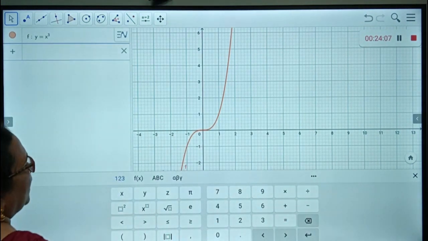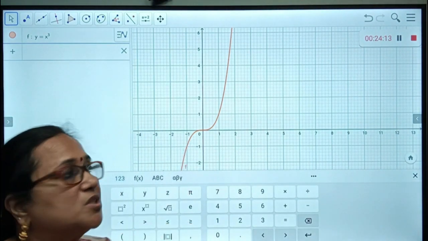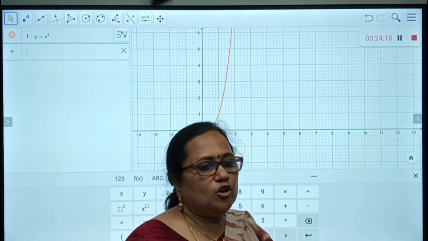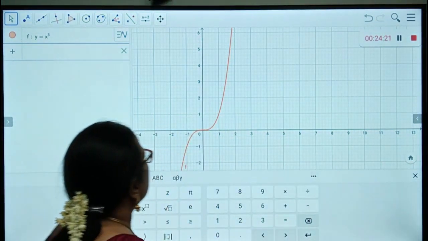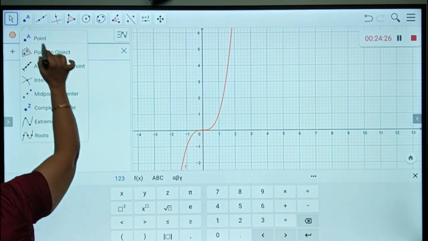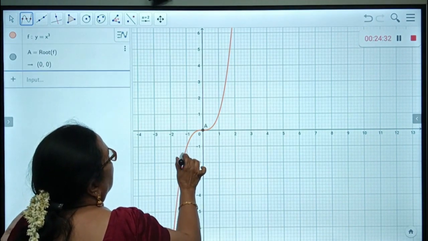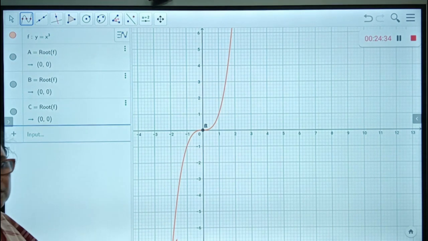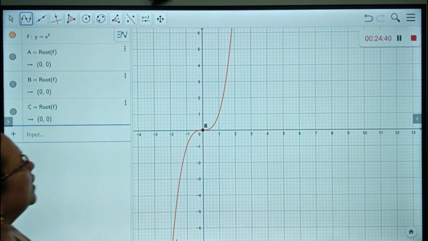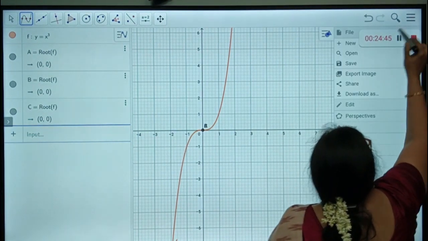Okay, now if you look at y equal to x cube, this is how the graph of the polynomial looks. How many roots does it have? You know that if I put x cube equal to 0, then what is the value of x? X is also 0. So you can see that x equal to 0 is a root. So if I click on this and say I want to find the roots and click on the curve, I get the root. So you can see that x equal to 0 is the only root. Okay. Now let us look at a 4th degree polynomial.